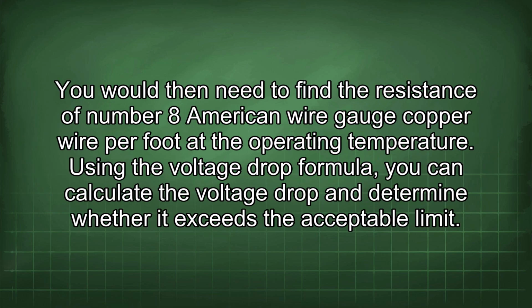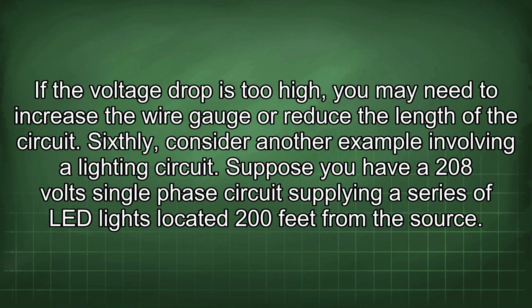You would then need to find the resistance of number 8 American wire gauge copper wire per foot at the operating temperature. Using the voltage drop formula, you can calculate the voltage drop and determine whether it exceeds the acceptable limit. If the voltage drop is too high, you may need to increase the wire gauge or reduce the length of the circuit. Sixthly, consider another example involving a lighting circuit.